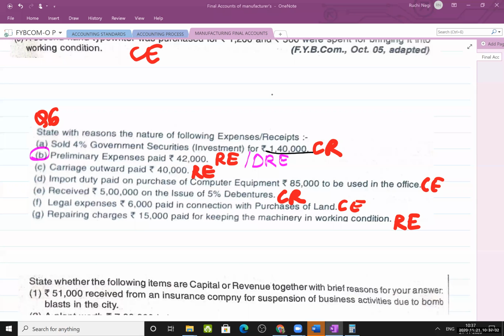Preliminary expenses paid 42,000. Now you can take it as revenue expenditure also, and you can assume it to be a deferred revenue expenditure also. I'll tell you the reason behind this.